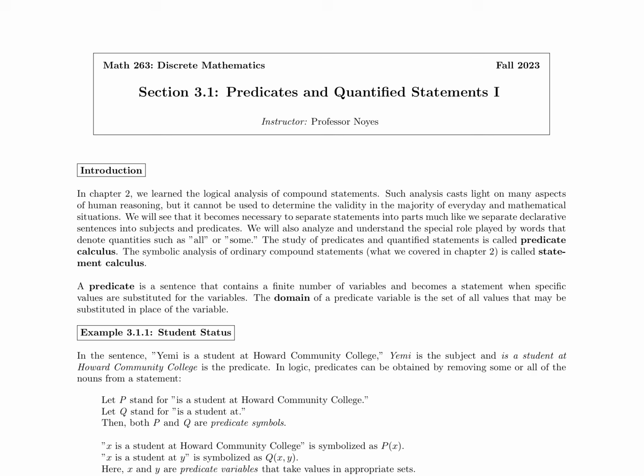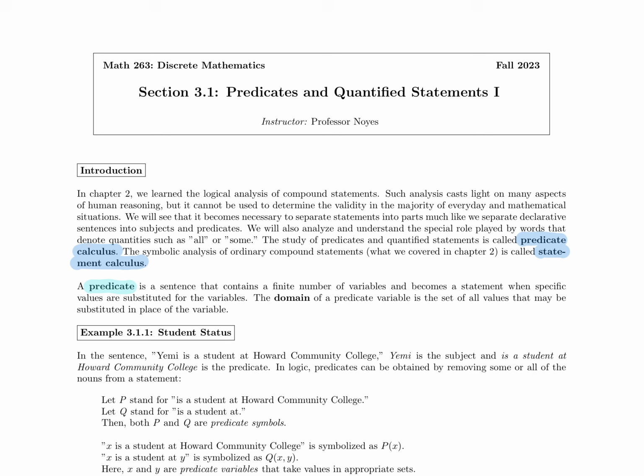The study of predicates and quantified statements is called predicate calculus. So we're going to start by understanding that we're talking about predicate calculus, and what we learned about in Chapter 2 was all about statement calculus. So what is a predicate? Well, it's very similar to what a predicate is in a sentence.